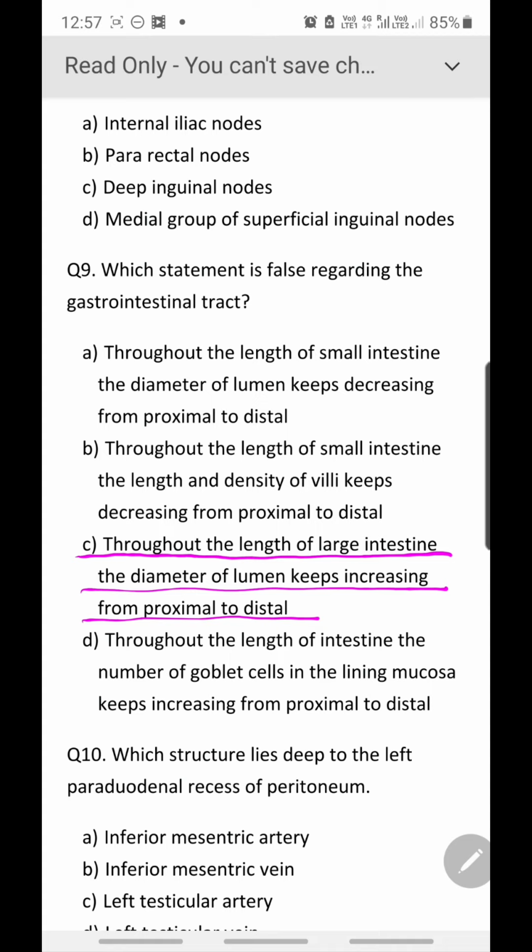So, this one is the false statement. Throughout the length of the intestine, the number of goblet cells increases, obviously, because as the stool becomes harder, it needs more lubrication, so more goblet cells towards the distal portion. Okay, so this is done.